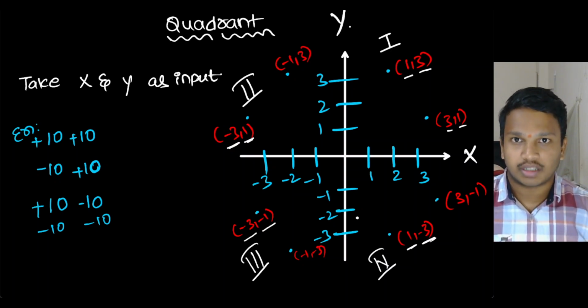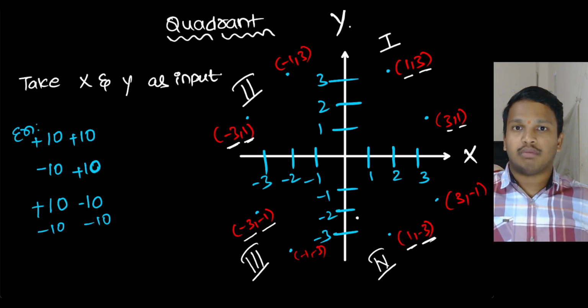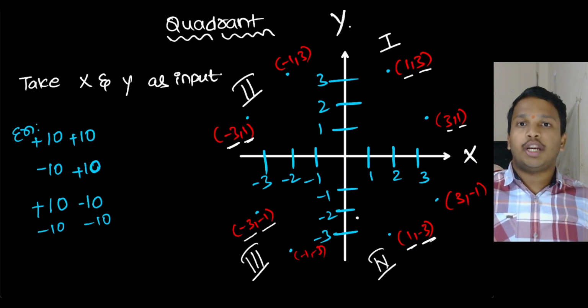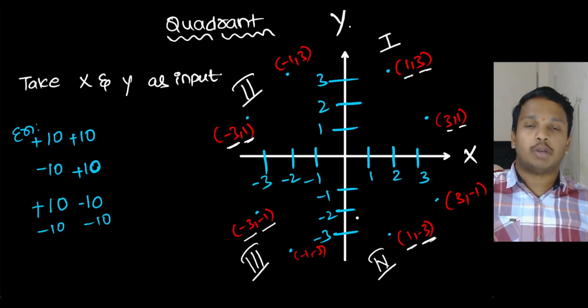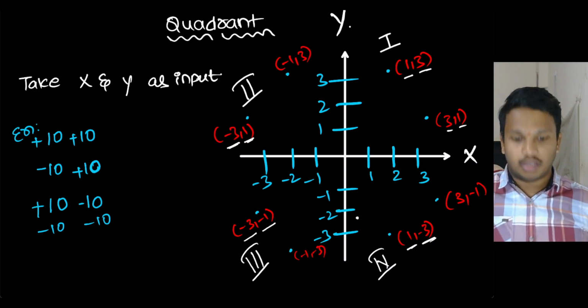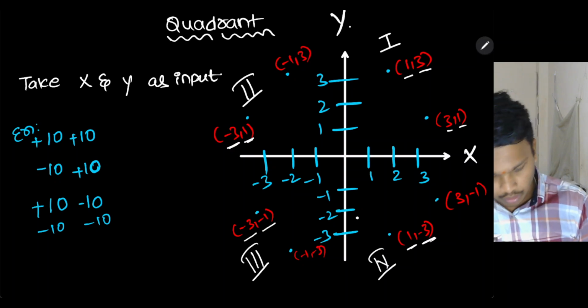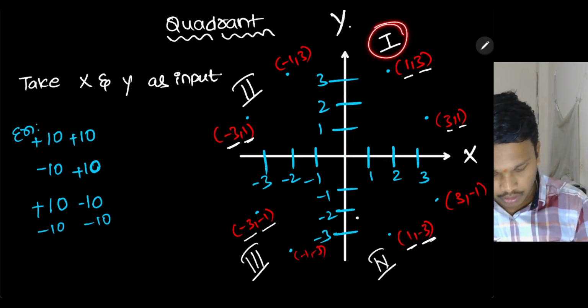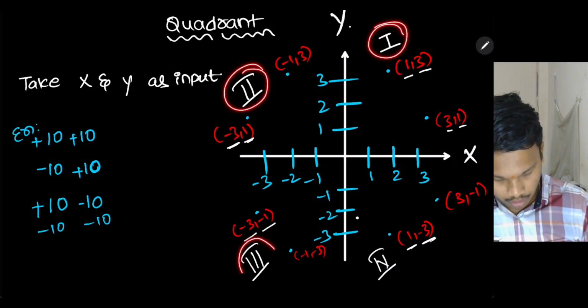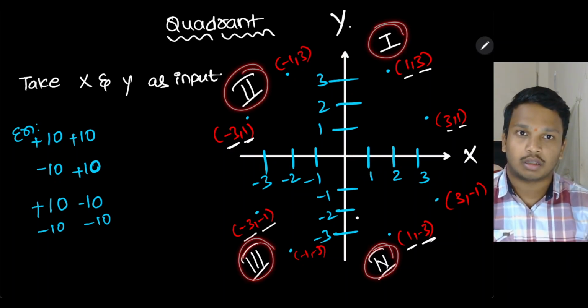Today we are going to discuss one new question where we are given some x and y values. x and y are given as input and we need to tell which quadrant it belongs to. For example, observe this graph. Normally consider this xy plane. In this we basically have four quadrants: 1, 2, 3, 4. These are the four quadrants.